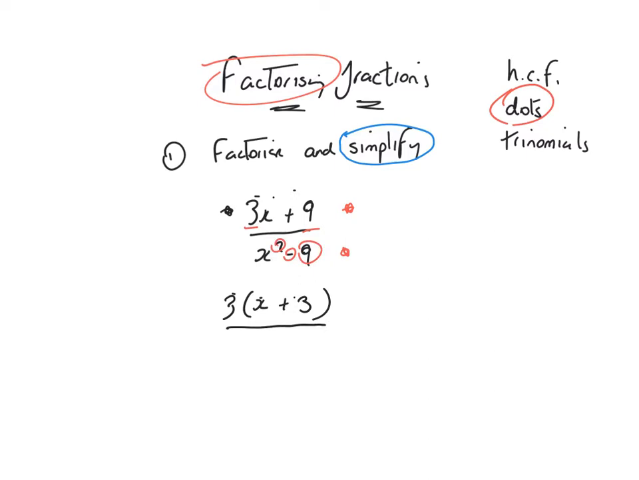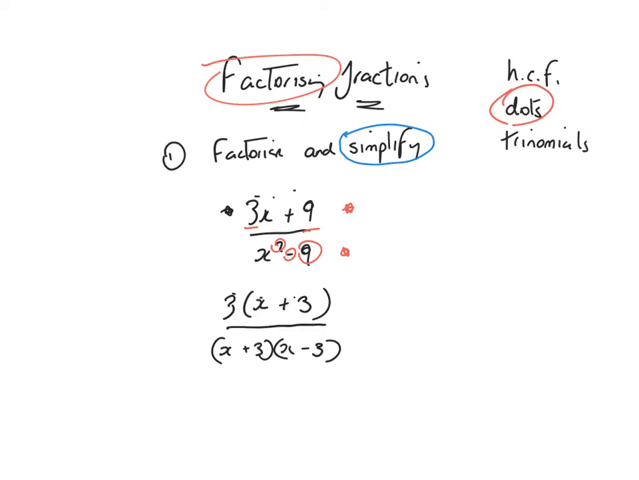Okay, now as you can see, this one down the bottom is a difference of two squares. So it's a difference of x squared and the square number 9. So for a difference of two squares, remember that it's a bracket with a plus and a bracket with a minus. Square root of x squared is x, and the square root of 9 is 3.